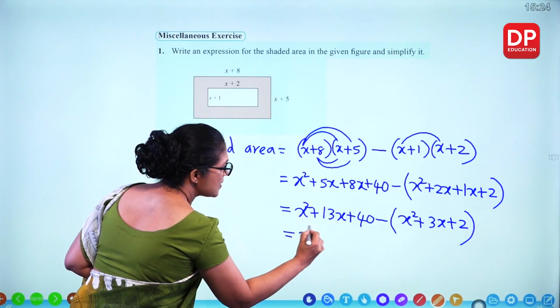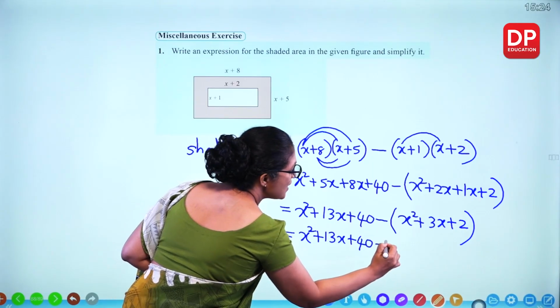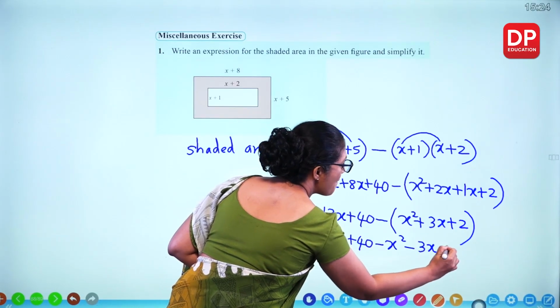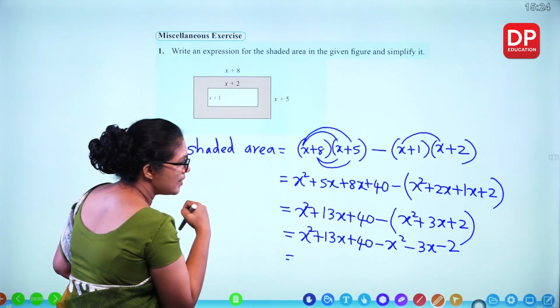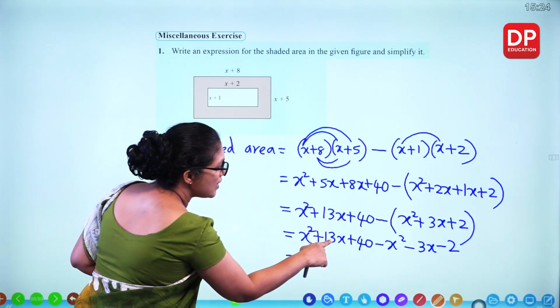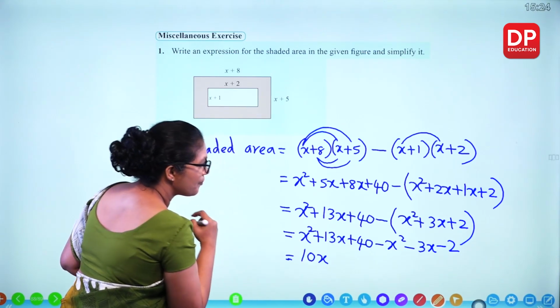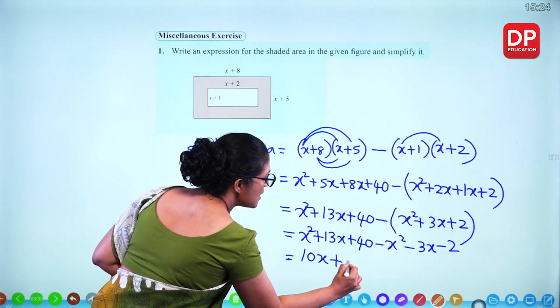Now expand brackets. x squared plus 13x plus 40 minus x squared minus 3x minus 2. So x squared minus x squared, 0. 13x and minus 3x, you get 10x. 40 minus 2, you get 38.